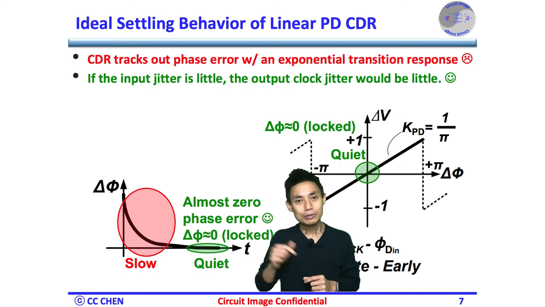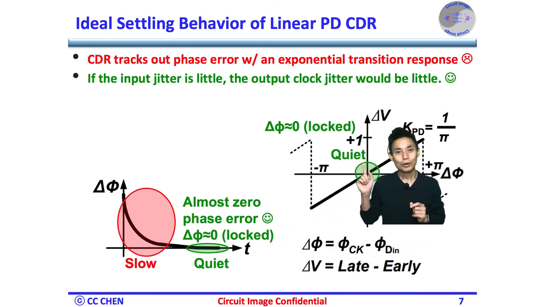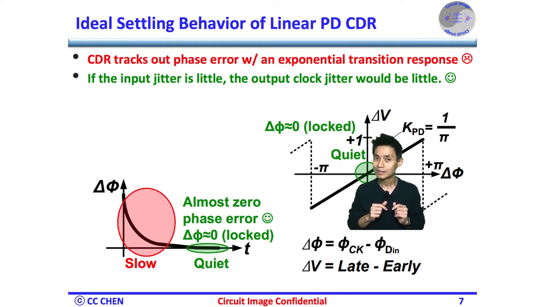Correct. The most significant advantage of the linear PD is no phase error while the linear PD CDR locks, since the transfer function shows zero average output voltage if delta phi equals zero. In other words, the linear PD is quiet while the bang-bang PD keeps toggling even when the phase error is little. The ideal zero phase error will provide a linear CDR with the best timing margin for very low BER requirements.